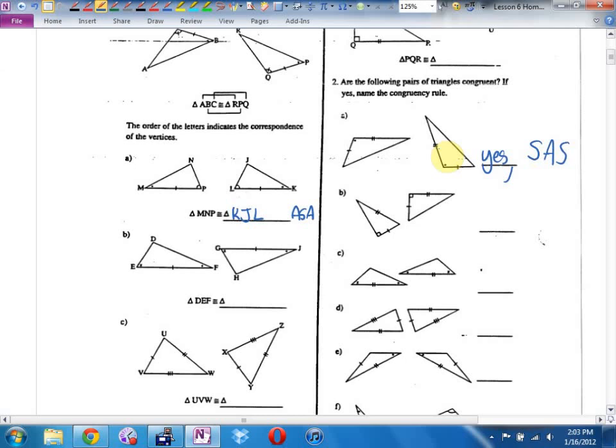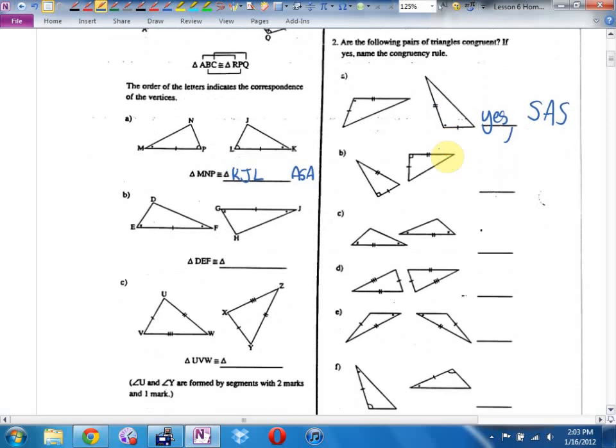Here I have angle side side. Here I have side angle side. They look congruent, but I can't prove it. They may or may not be. And we're talking about it. You can't assume they're congruent. We're saying this is how much I need to know to prove beyond a shadow of a doubt that they're congruent.